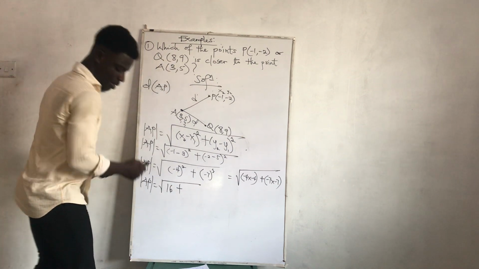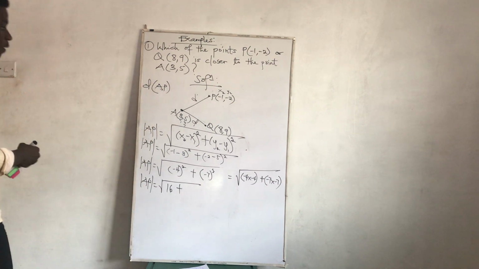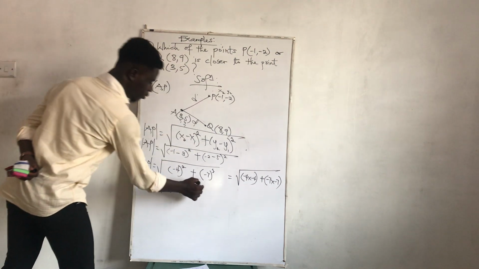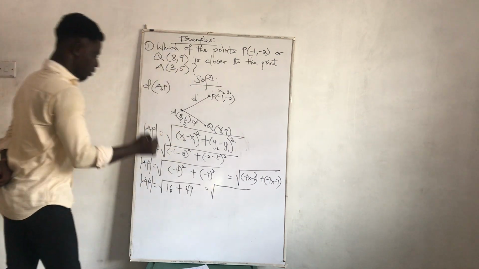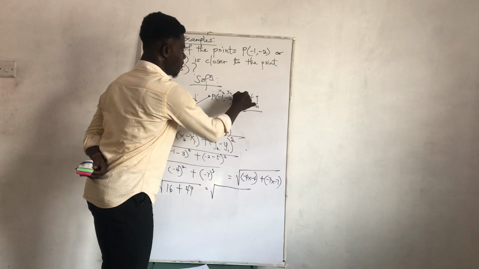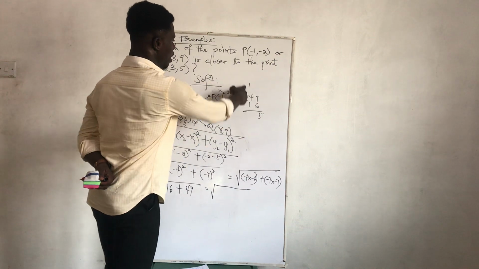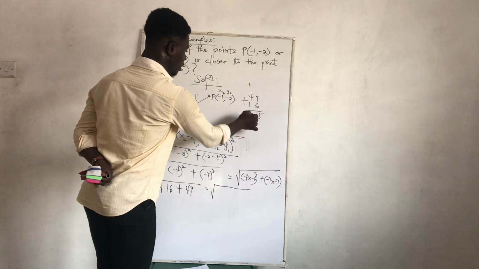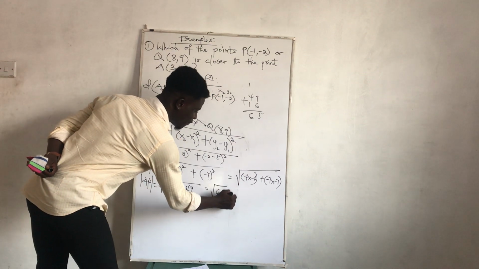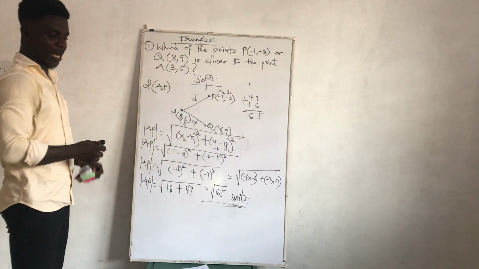Then plus -7 times -7, which gives us 49. So still we have 16 plus 49. So I have 49 and 6 plus 9 gives 15. So we write 5, carry 1. 1 plus 4 is 5, 5 plus 1 is 6. So I have my square root of 65 units.